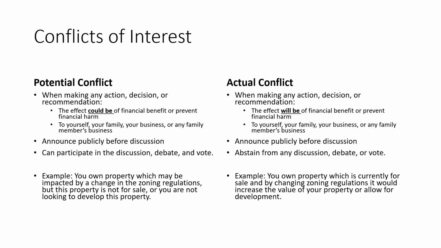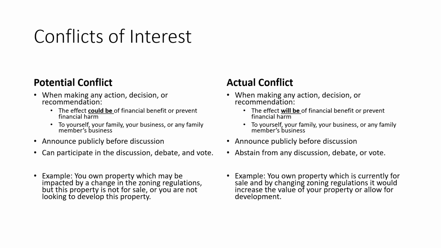Here's an example of a potential or an actual conflict. So a potential conflict is when an action or decision could be of financial benefit or prevent financial harm to you, your family, your business, or your family member's business. But it's not necessarily going to. In this example, you own property which may be impacted by a change in zoning regulations, but the property is not for sale and you're not looking to develop it. In that case, it's just a potential conflict, and you must announce it before any discussion, but you can still participate in the discussion, debate, and vote.